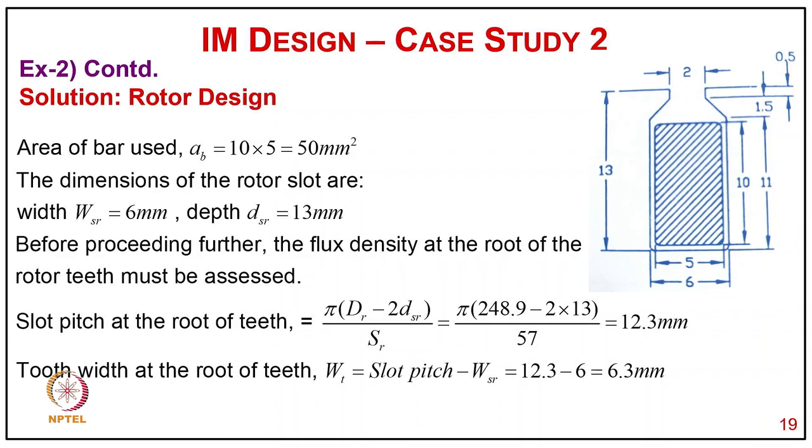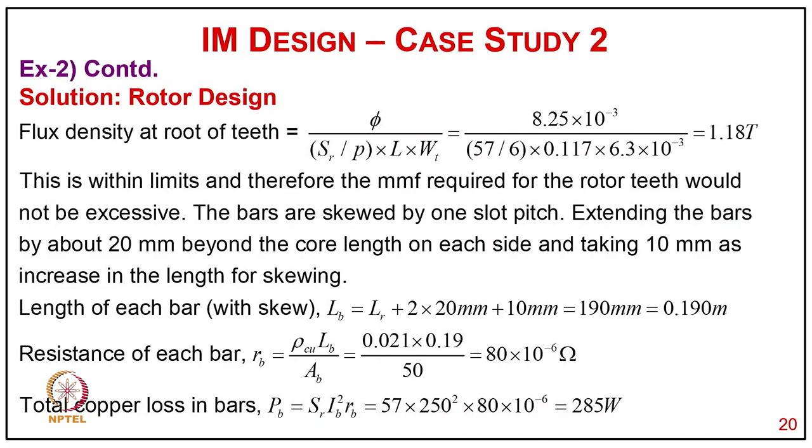Now coming to the complete rotor design, the area of the bar used is 50 millimeter square with dimensions of 10 into 5. The dimensions of the rotor slot are: width WSR equal to 6 mm and depth DSR 13 mm, also providing clearance for die casting. Before proceeding further, the flux density at the root of the rotor teeth must be assessed to ensure it is not exceeding a limit. The slot pitch at the root is pi into DR minus 2 DSR upon SR. Putting the value, it comes to 12.3 mm, and the tooth width at the root of the teeth is WT equal to slot pitch minus WSR, so it comes to 6.3 millimeter. Now the flux density at the root of the teeth is pi upon SR into B into L into WT, so it comes around 1.18 Tesla. This is within the limit, and therefore the MMF required for the rotor teeth will not be excessive.